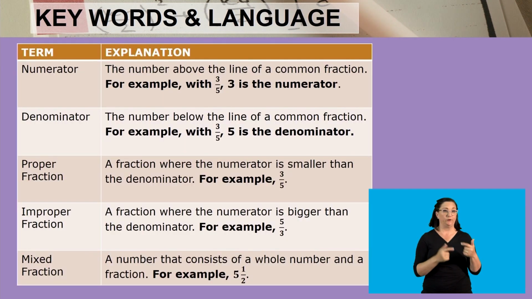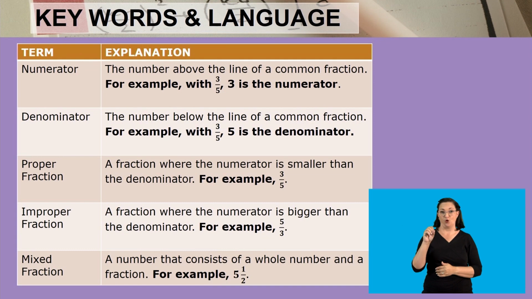Let's look at the keywords and the language that we are going to be using during this lesson. The first one there is a numerator. A numerator is the number above the line of a common fraction. So for example, with 3/5, that is 3 divided by 5, or 3, and then there's a line, and then 5. We are talking about the number above the line, so that means that 3 is the numerator. The next one is a denominator. That is the number below the line of a common fraction. Using the same example, 3/5, the 5 in this case is the denominator.